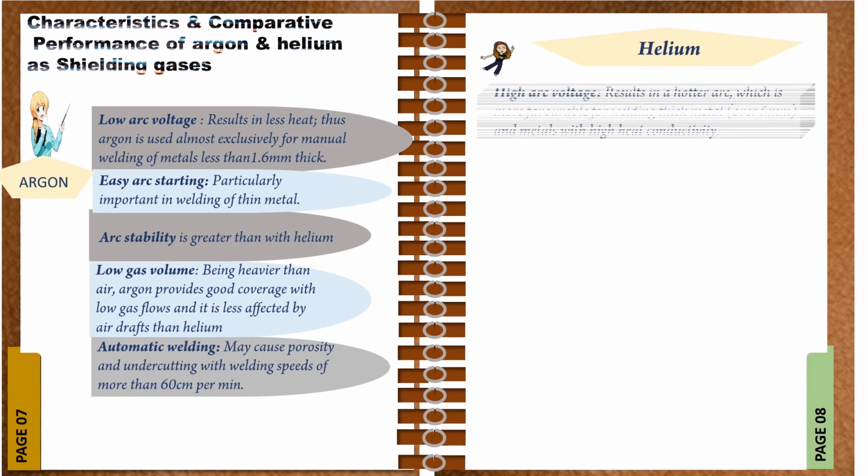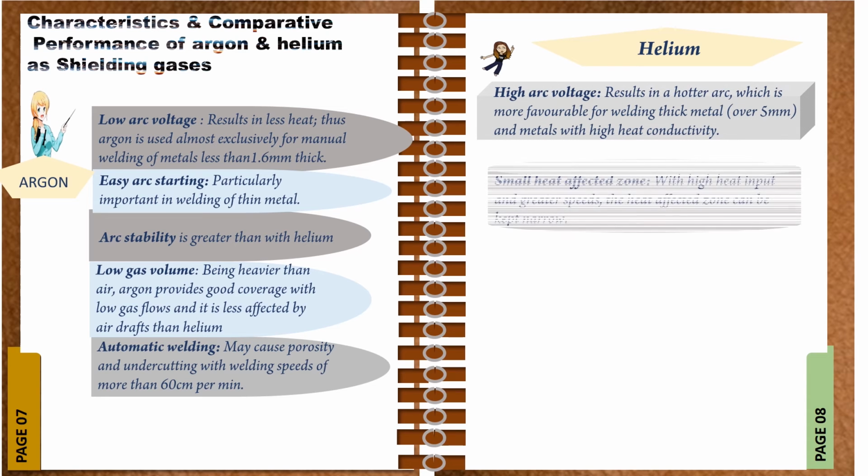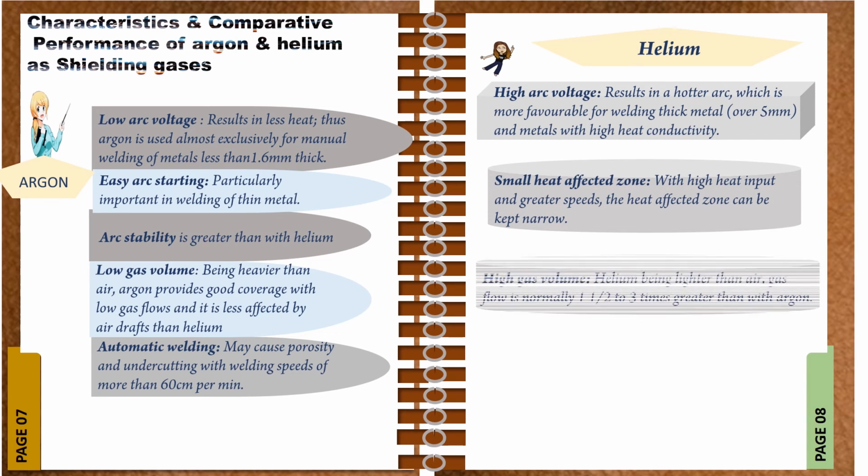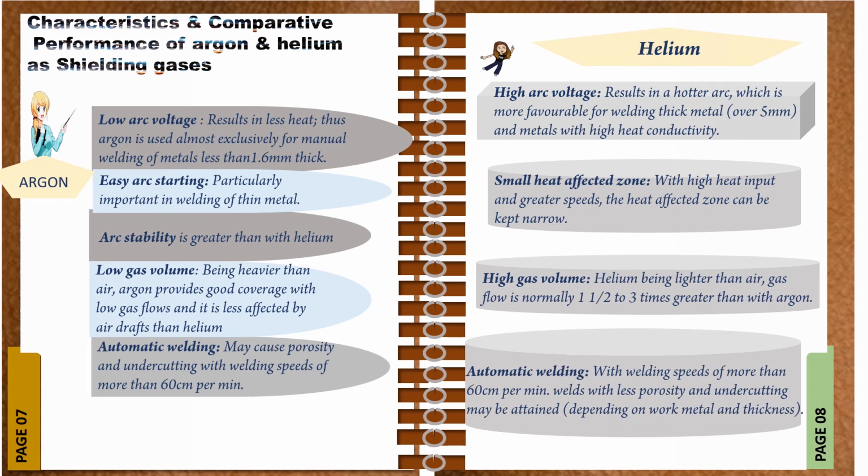Low gas volume. Being heavier than air, argon provides good coverage with low gas flows, and it is less affected by air drafts than helium. May cause porosity and undercutting with welding speeds of more than 60 cm per minute.